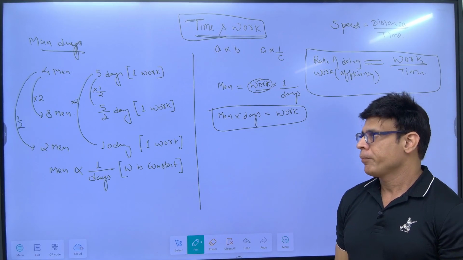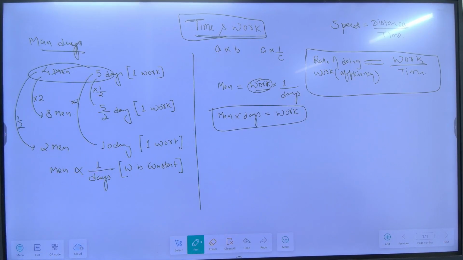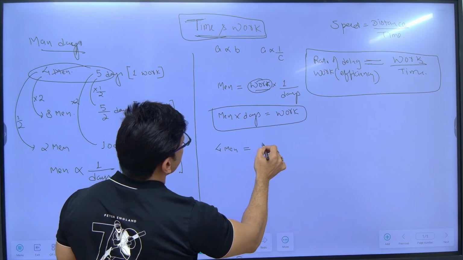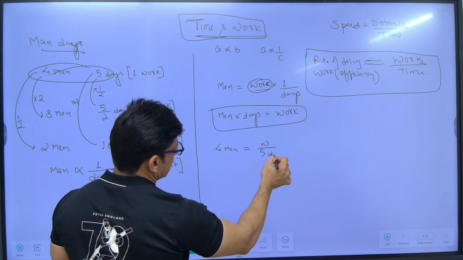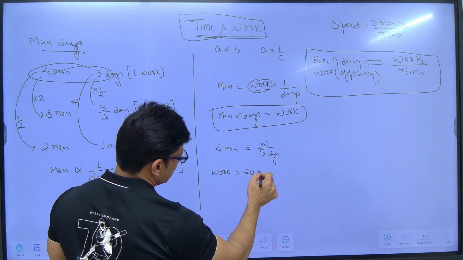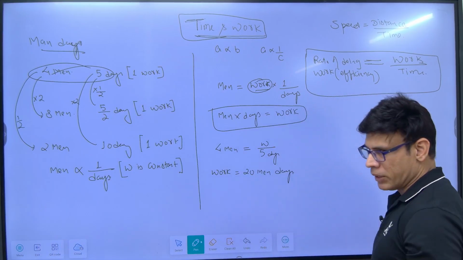So if I say 4 men can do some work in 5 days, right? So total work will be this into this, not 4 divided by 5, because they're inversely proportional, right? So 4 multiplied with 5 will give you 20. So 20 men days, right? If I take this case, 4 men is equal to work upon days, which is 5. So cross multiply this. So total work will be 20 men days.